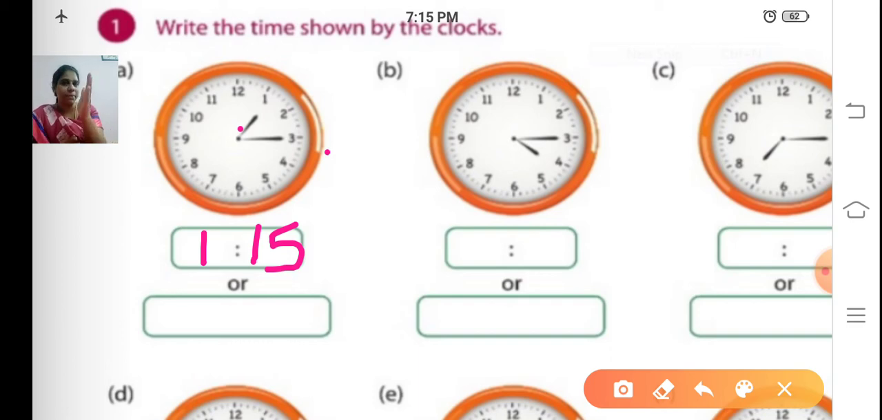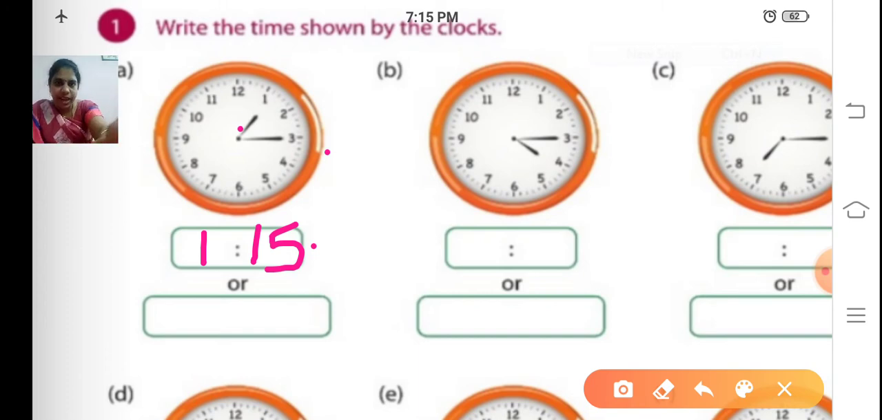Just see where the minute hand is. Then that number you are going to multiply it by 5. So 3 5s are 15 minutes. So 1 hour, 15 minutes. How to write this? Shall we write 15? What is the meaning of 15? That is 15 minutes has been passed out from 1, right?